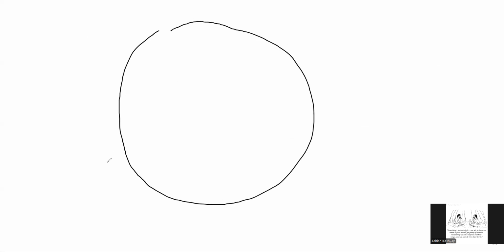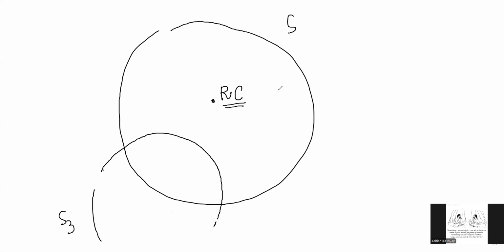So let's say this is my circle, and this is my radical circle, and it cuts S3 orthogonally. Let's say this is my S3 circle. This is my S circle. And this is my radical center, which we have found out to be 1 by root 3 comma minus 1 by root 3, right?